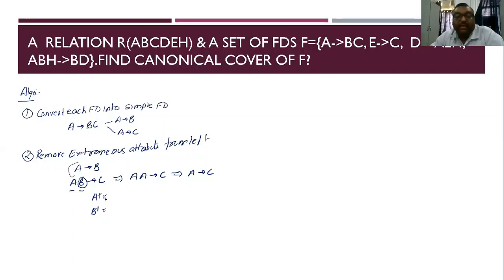What is the closure of A? The closure of A is AB. What is the closure of B? The closure of B is B only. So in the closure of A, B comes over here. So you can remove B from here and directly write A determines C. So this is the second step.